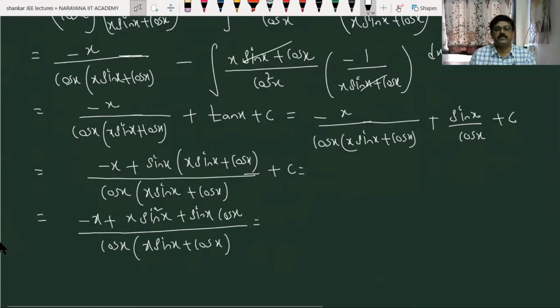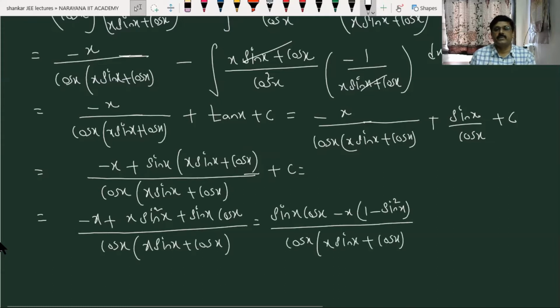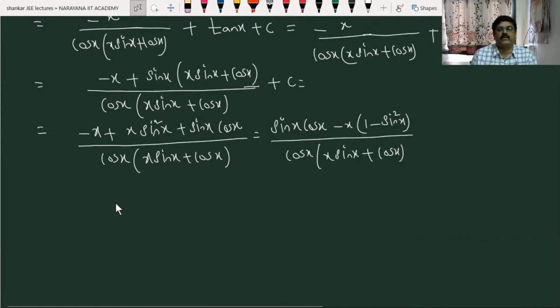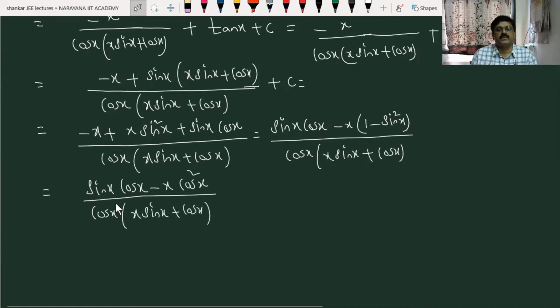That is nothing but, students, sin x cos x minus x of (1 minus sin square x) upon cos x of (x sin x plus cos x). Then what do you have, students? That is nothing but sin x cos x minus x cos square x upon cos x of (x sin x plus cos x).